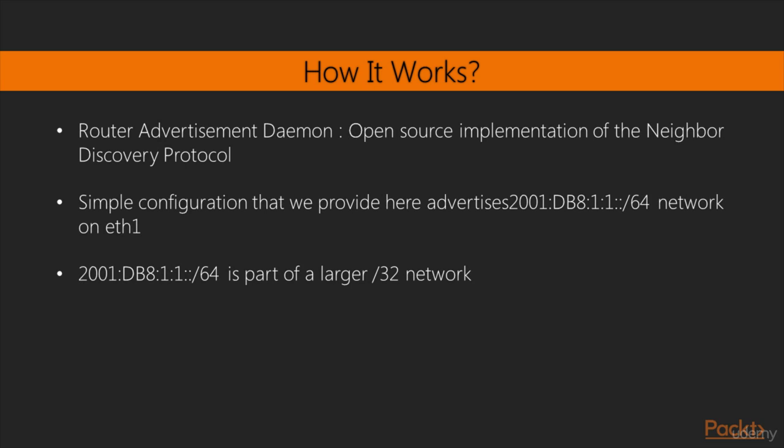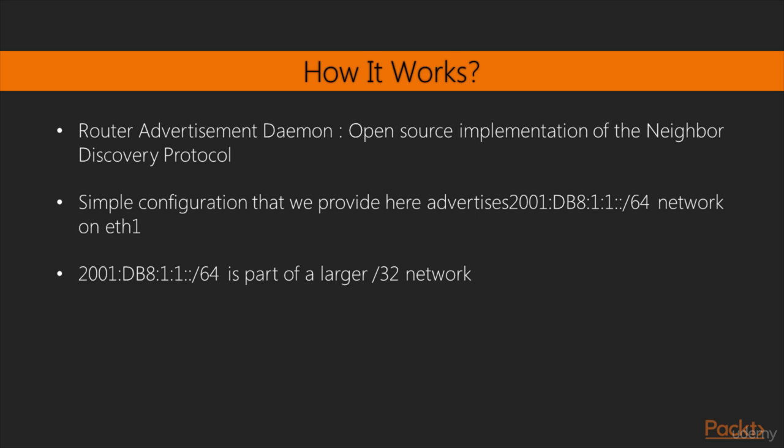The simple configuration that we provide here advertises this network on eth1. This is part of a larger /32 network which is made available for documentation purposes. You should instead replace this value with the /64 network that you obtained from SixXS, Hurricane Electric, or your ISP.